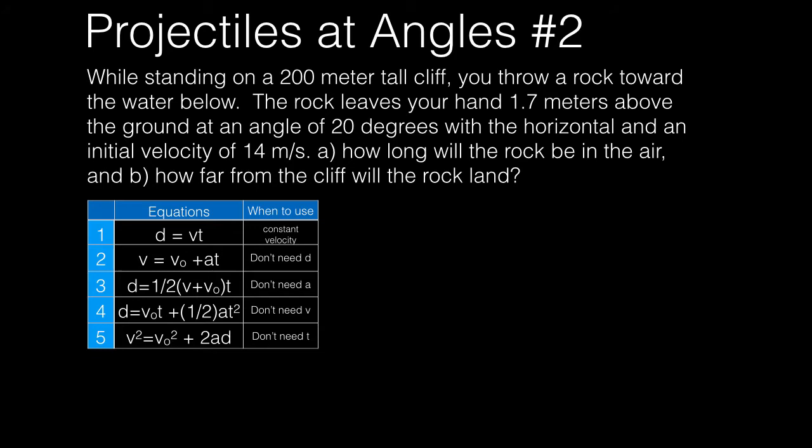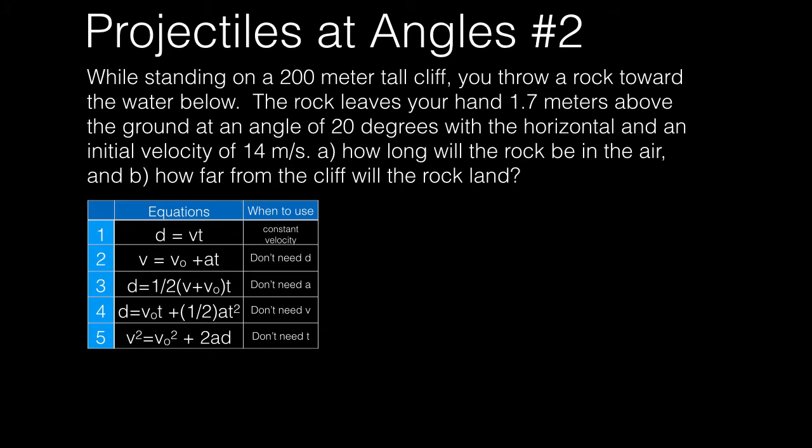So let's get started. It says, while standing on a 200-meter tall cliff, you throw a rock toward the water below. The rock leaves your hand 1.7 meters above the ground at an angle of 20 degrees with the horizontal and an initial velocity of 14 meters per second. We're going to try to find two things with this problem. A, how long will the rock be in the air? And B, how far from the cliff will the rock land?